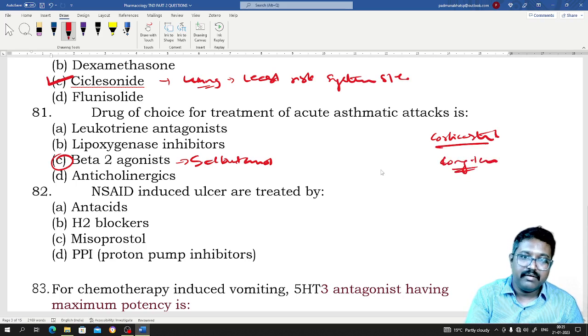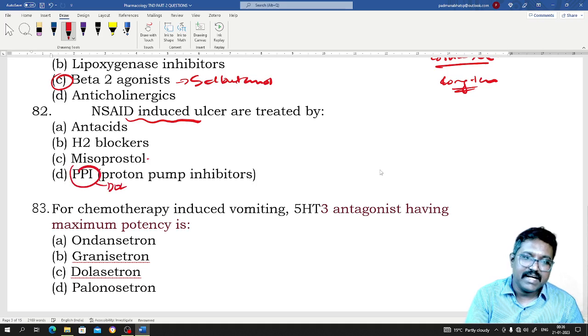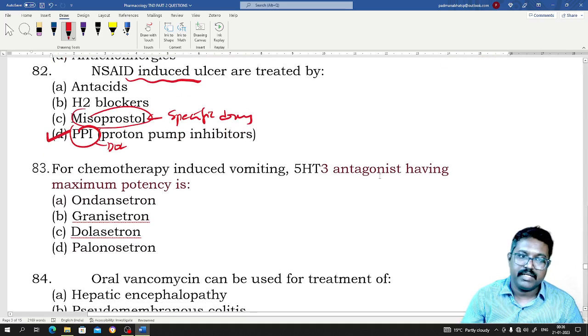So for rapid treatment you need to give a beta-2 agonist, salbutamol. So moving on to the 82nd MCQ, that is NSAIDs induced ulcer are treated with. NSAIDs induced ulcer are treated with, the proton pump inhibitor is the drug of choice. But if they ask about the most specific drug, you can go with the misoprostol. Is that clear? Here the answer will be your proton pump inhibitors.